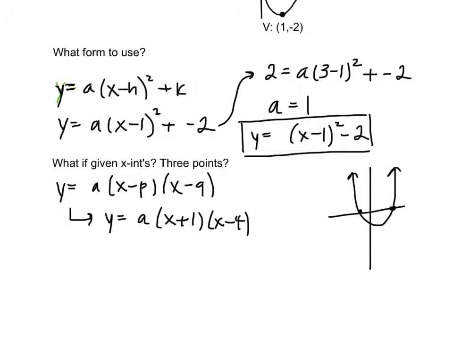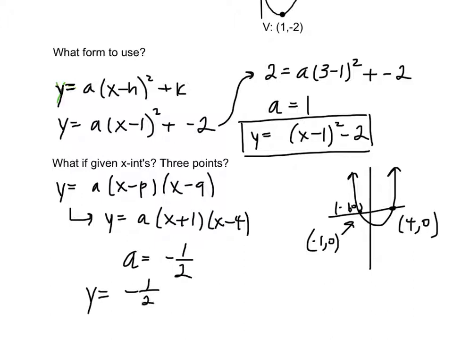This is if we're given the points (negative 1, 0) and (4, 0). That's our x-intercepts, so we've plugged those in here. And now once again we're going to solve for a. So a, after simplifying, we find a is negative 1/2. So y equals negative 1/2 times (x plus 1) times (x minus 4). This is our equation.